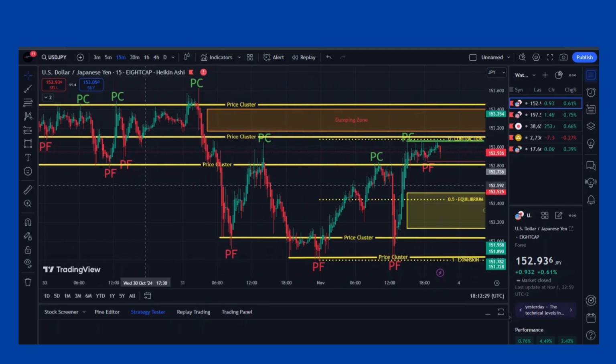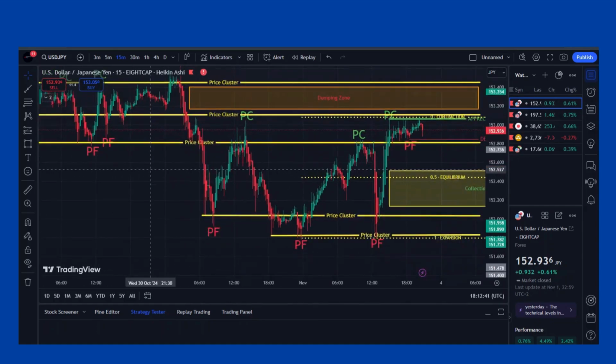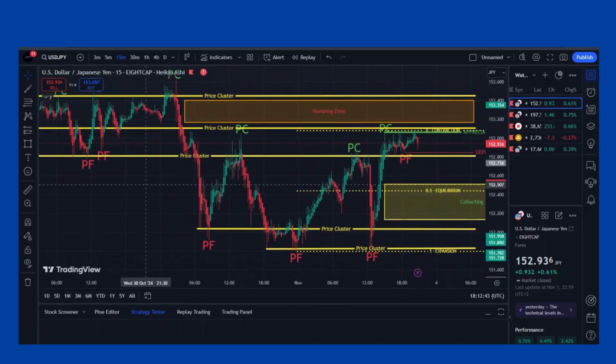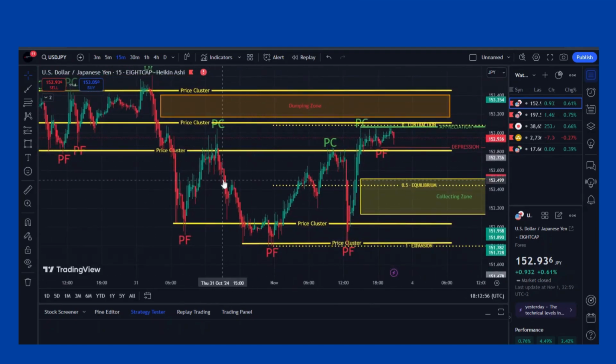Next thing is to identify our price clutter from the preceding week's market footprint. As you can see, there is price clutter, price clutter, price clutter. As the market was moving into the downward momentum, it left a lot of dumping zones and collecting zones on its way down.